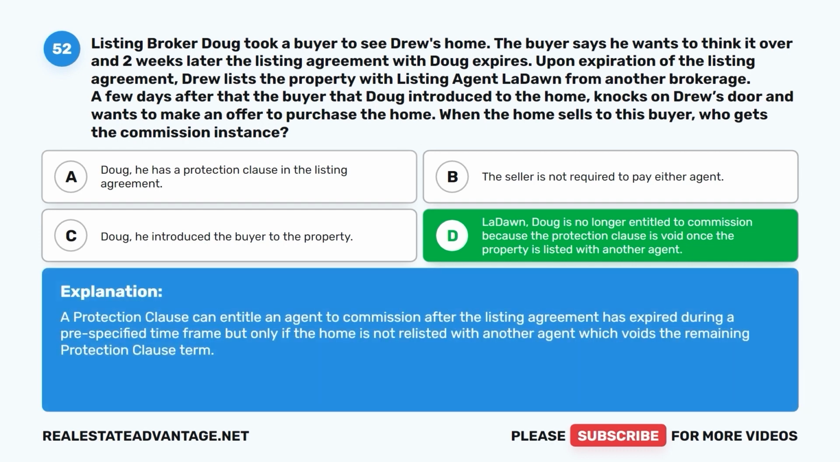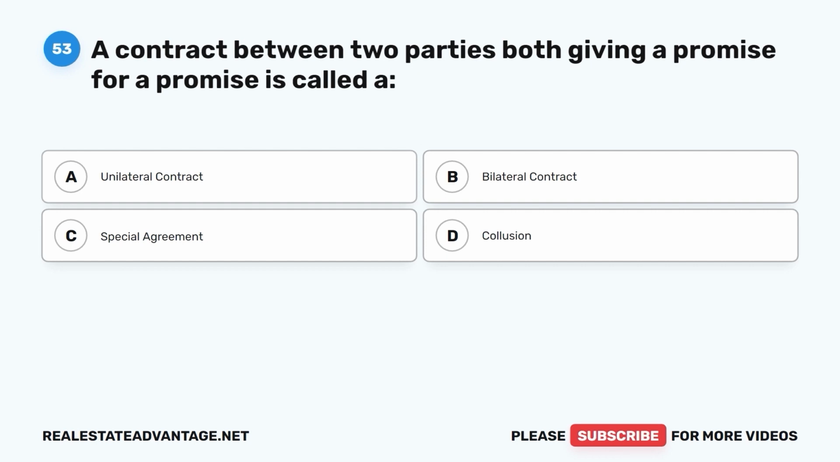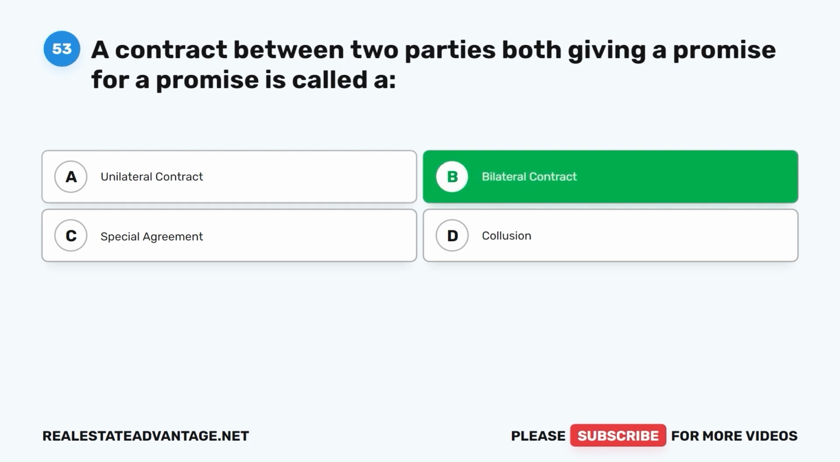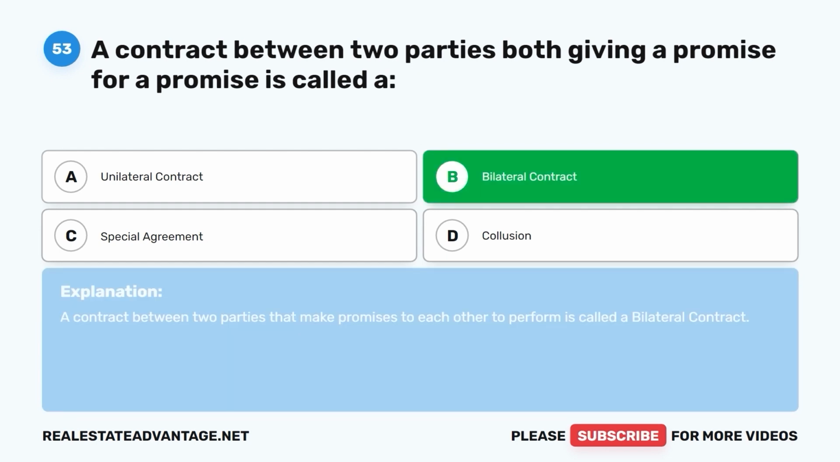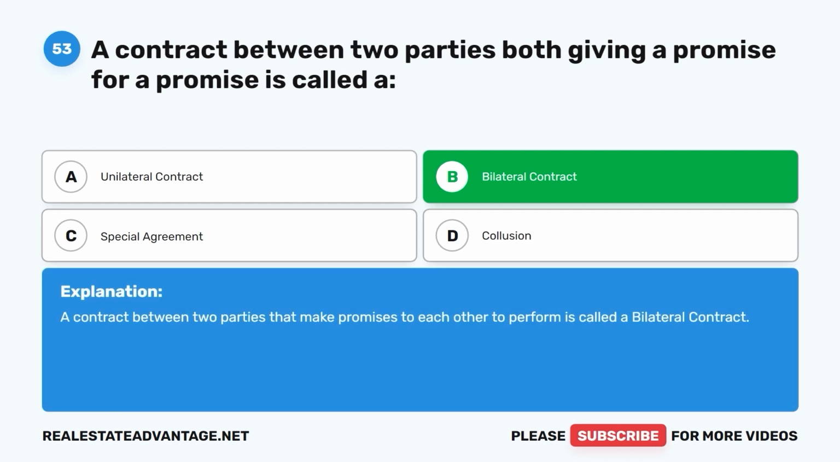A protection clause can entitle an agent to commission after the listing agreement has expired during a pre-specified time frame, but only if the home is not relisted with another agent, which voids the remaining protection clause term. Question 53. A contract between two parties both giving a promise for a promise is called: A. Unilateral contract. B. Bilateral contract. C. Special agreement. D. Collusion. The correct answer is B. Bilateral contract. A contract between two parties that make promises to each other to perform is called a bilateral contract.